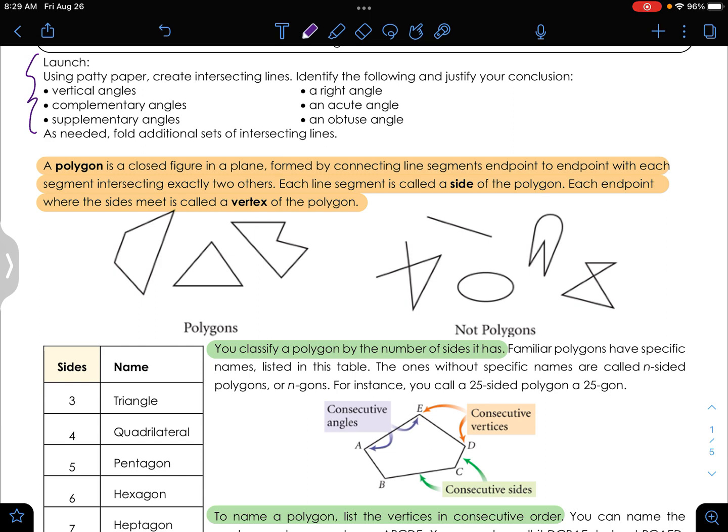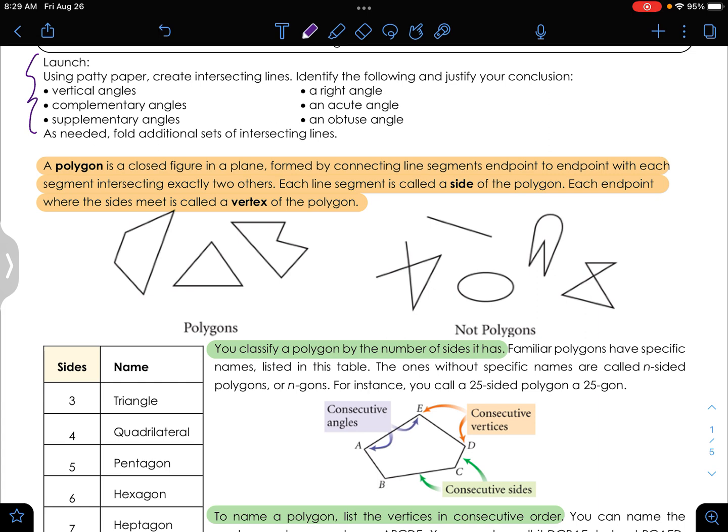They're formed by connecting line segments. You can see these three are made up of line segments. This is closed, but both of those have some curves in them, so they are not polygons. This is just a line segment, so it's not a closed figure. So again, polygons are typically going to have these types of shapes.